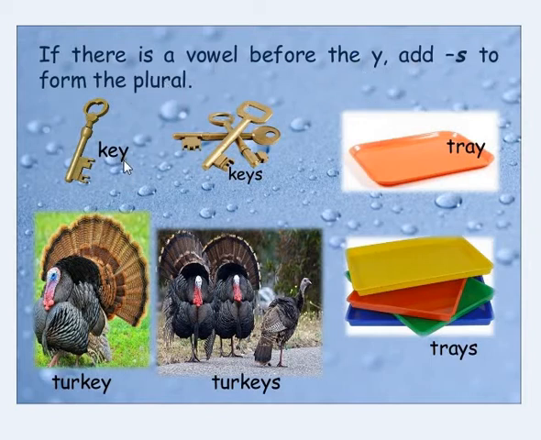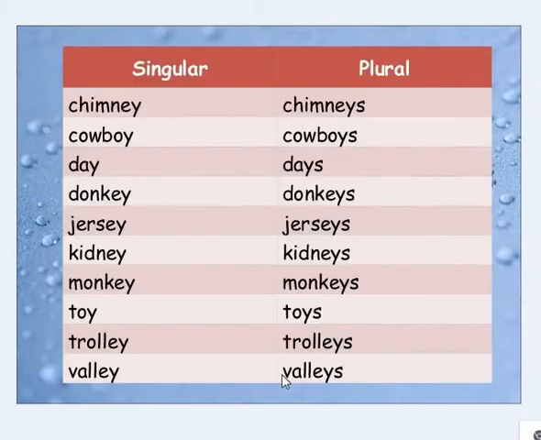Look at key: if there is a vowel before y, we just add s. Key, keys. Tray, trays. Turkey, turkeys. Chimney, chimneys. Cowboy, cowboys. Day, days. Donkey, donkeys. Jersey, jerseys. Kidney, kidneys. Monkey, monkeys. Toy, toys. Trolley, trolleys. Valley, valleys. So here it's a vowel sound before y, that's why we add just s.